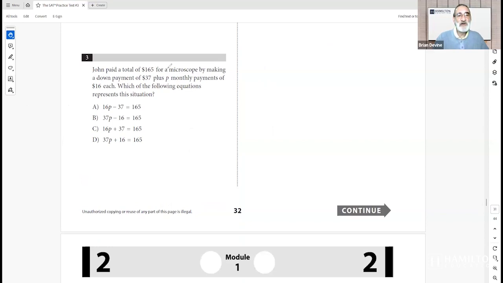Question 3. John paid a total of $165 for a microscope by first making a down payment of $37 plus P monthly payments of $16 each. Which of the following equations represents this situation? So $165, the total cost, is going to be 16 times his monthly payment plus that $37 that he put down, the initial value before he made any payments when P equaled 0. And so that, well, it's sitting right next to the answer, A.